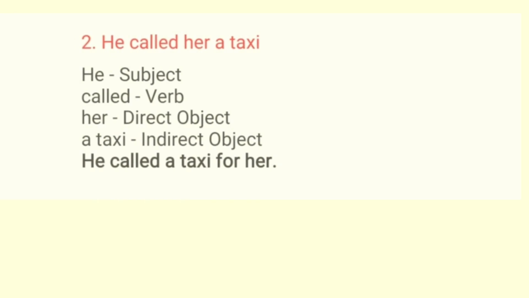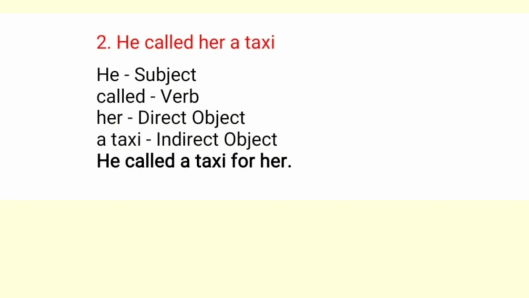Look at another example here. He called her a taxi. In the sentence, he called her a taxi, he is the subject, called is the verb, her is the direct object, and taxi is the indirect object. So, overall, the meaning of this sentence is he called a taxi for her.